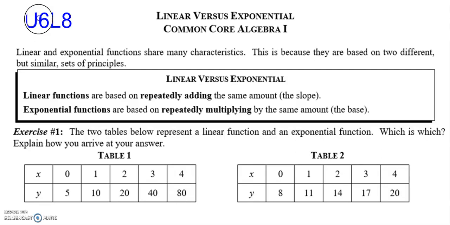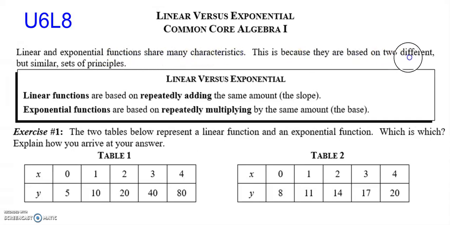Alright guys, this is Unit 6, Lesson number 8. Today we're going to be talking about linear versus exponential functions. Very important unit to make sure we clearly understand how to do both types of functions and the difference between those. So linear and exponential functions share many characteristics.